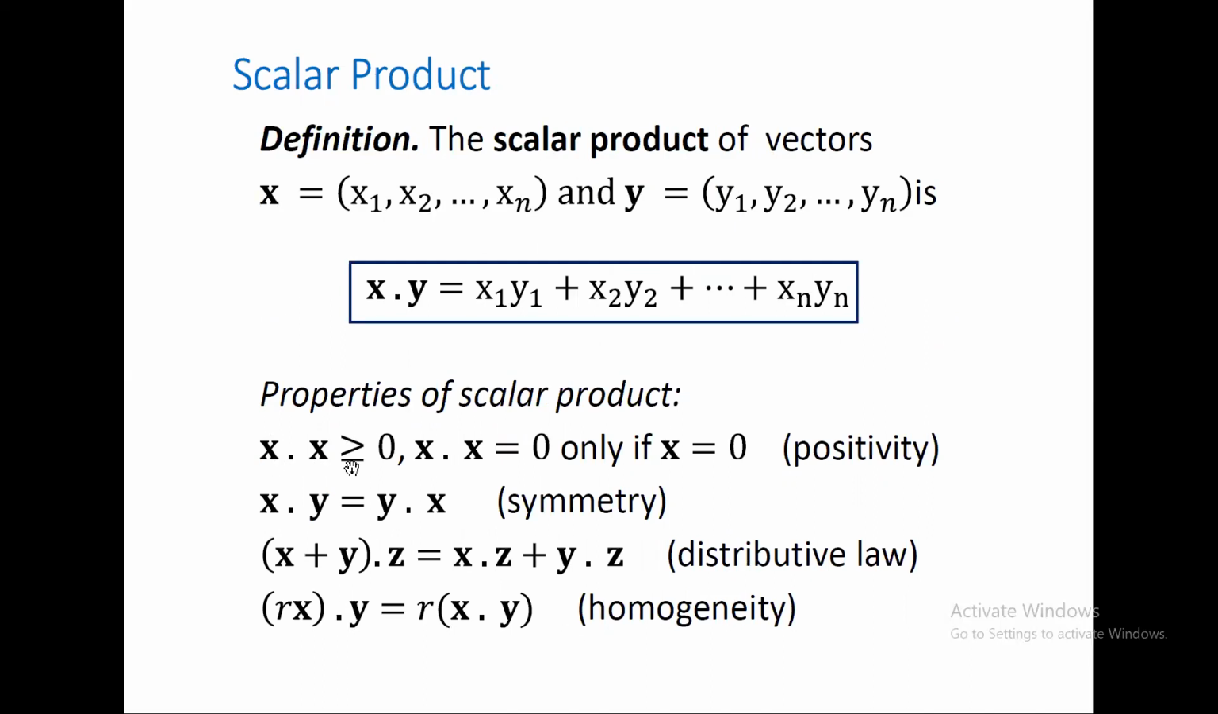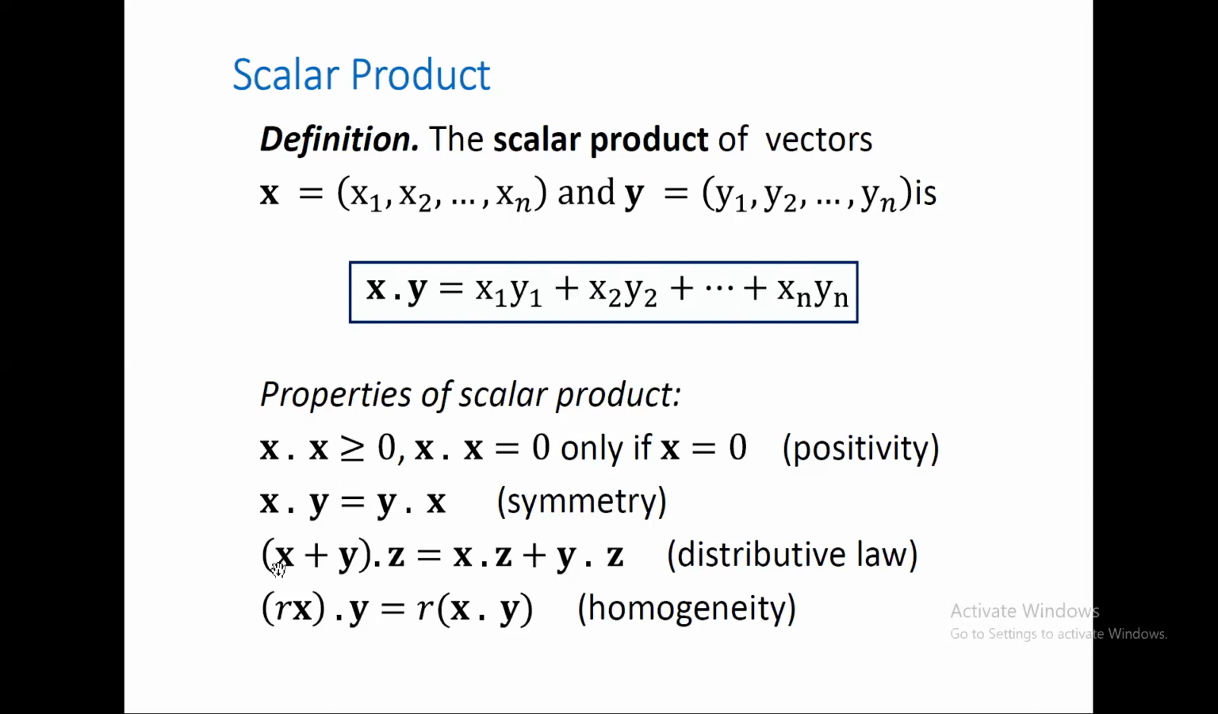x dot x will always be greater than or equal to 0, and it is equal to 0 only if x is equal to 0. Then we have the symmetrical property, that is x dot y is equal to y dot x. That is known as symmetry.